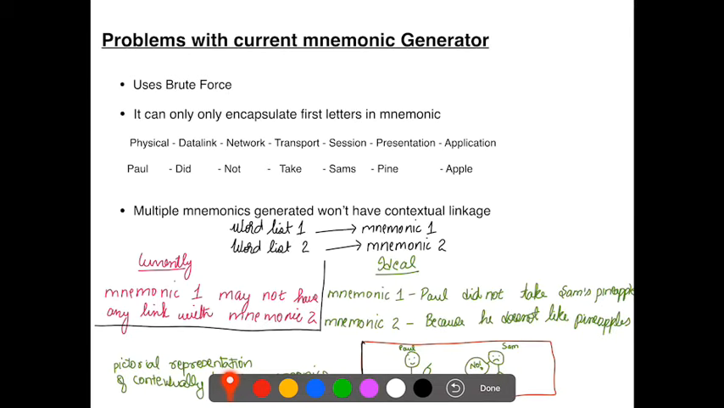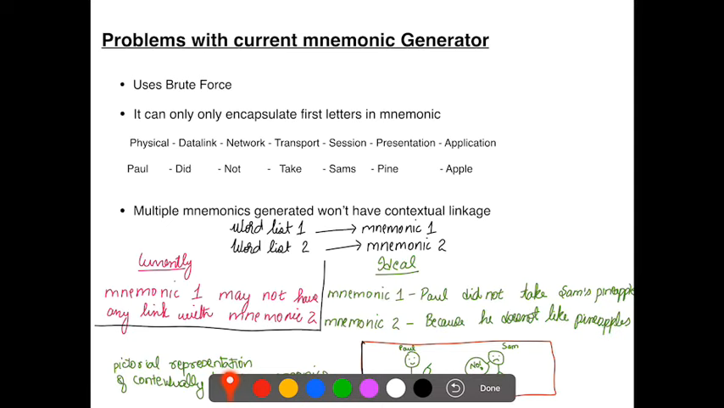There are so many websites that offer mnemonic generation, but the problem with them is that they use a brute force technique. The second problem is that they can only encapsulate the first letter. In "physical", only P is encapsulated in the word Paul, and D and N are the same. What we want is for more than one character to be encapsulated, as can be seen here, APP and APP.